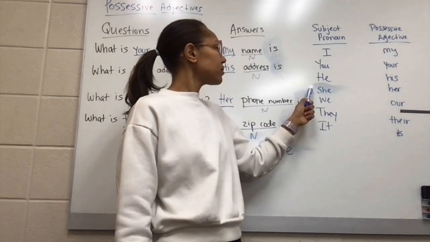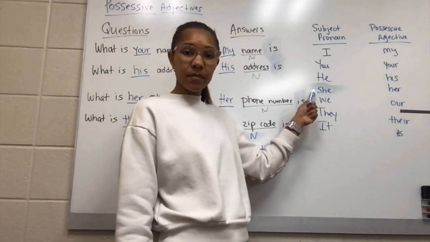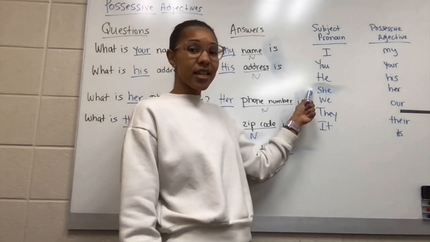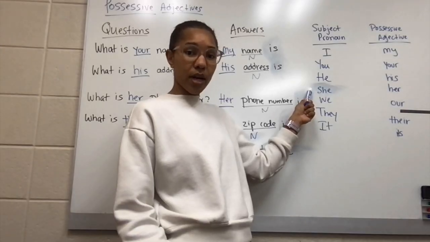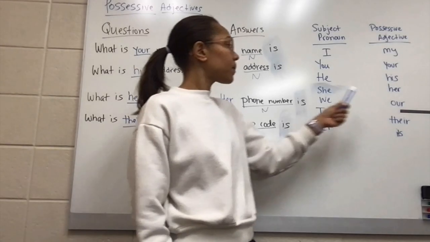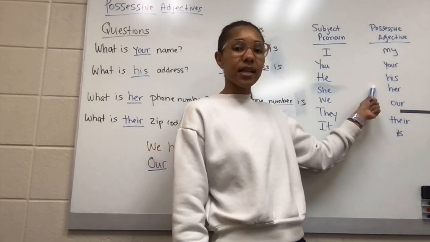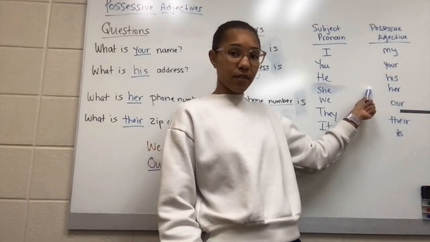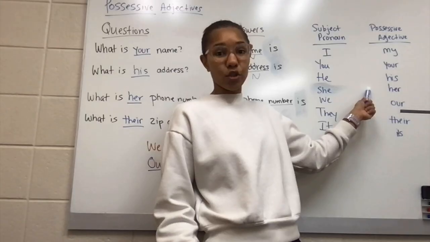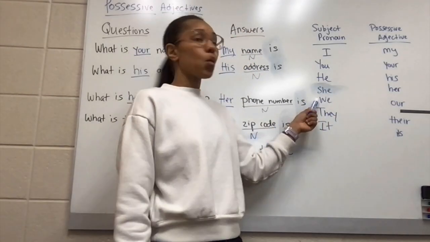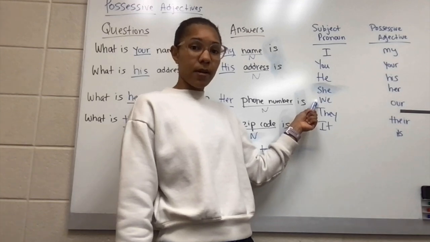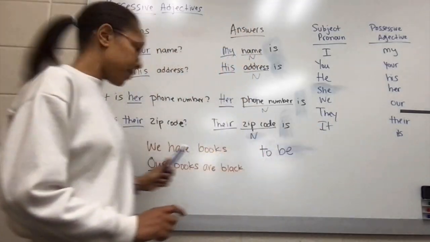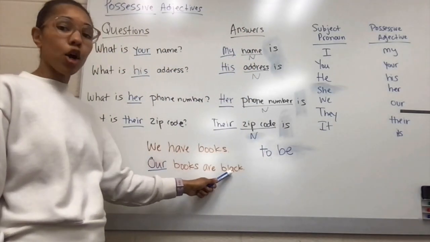Very good. Subject pronoun, she. Okay, good. She is our subject pronoun. She is a girl. She, subject pronoun, is verb to be. Her is our possessive adjective. So we can say her address is. So you can see possessive adjective her, and then a noun, address. Okay. We is our subject pronoun. The possessive adjective we use for this is our, like we had here. Our books are black. Okay.